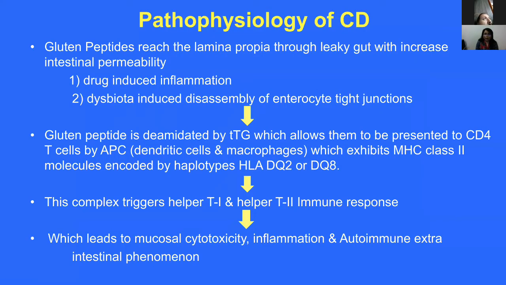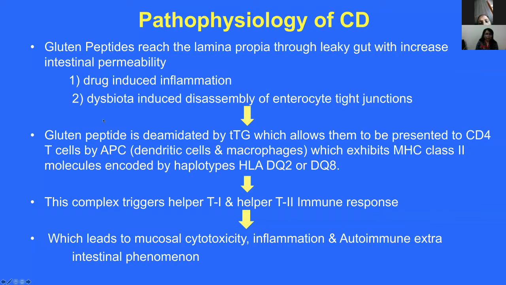How is celiac disease induced by the presence of gluten? This is very important to understand. What happens is the gluten peptides reach the lamina propria of the small intestine through the leaky gut. The mucosal tight junctions become leaky because of increased intestinal permeability. How does this permeability increase? Either due to some drugs or some bacterial dysbiosis, which induces disassembly of enterocyte tight junctions. So the first step which happens in celiac disease is a loss of tightness of the enterocyte tight junction.